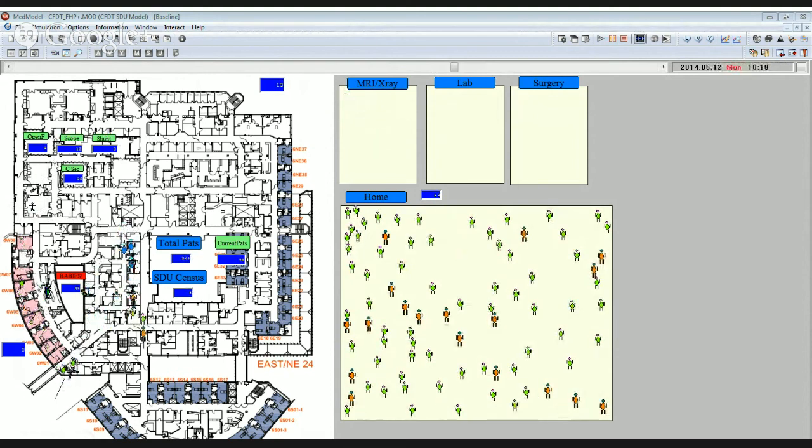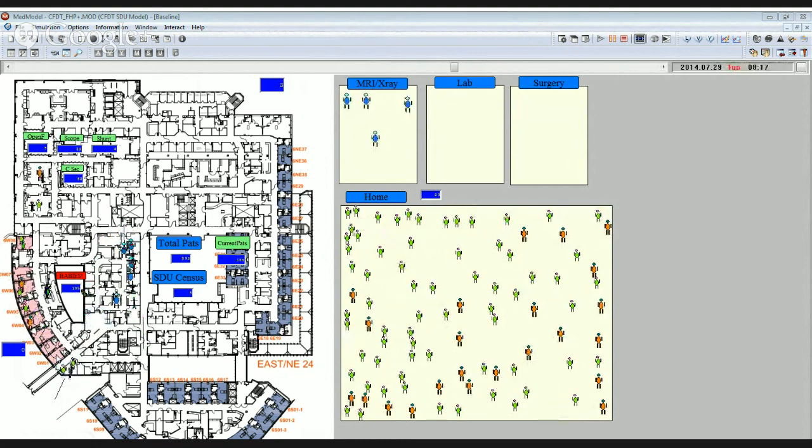And this area in pink along the left side is the special delivery unit, and that's the capacity question that we want to answer. How many beds do we need in the special delivery unit in order to satisfy our demand as time goes on?